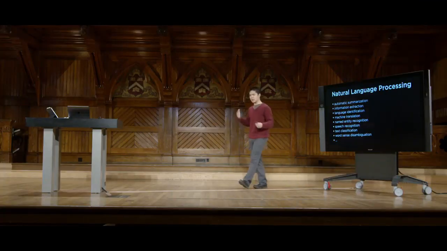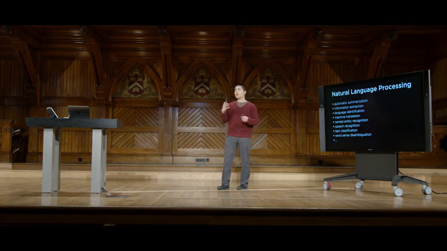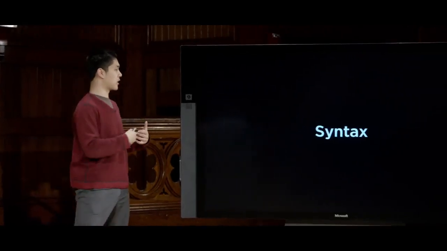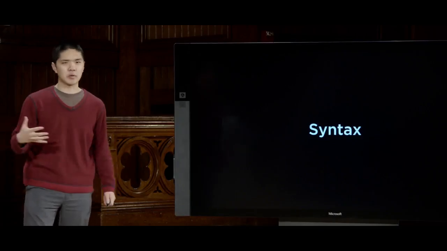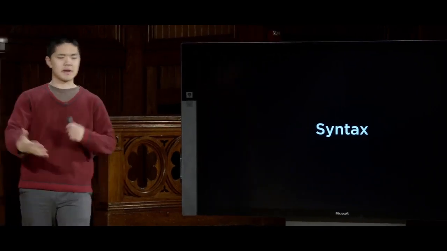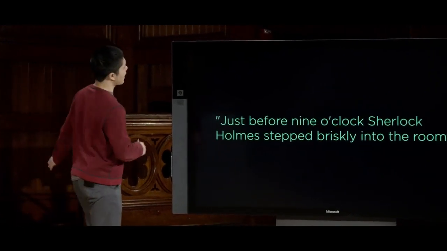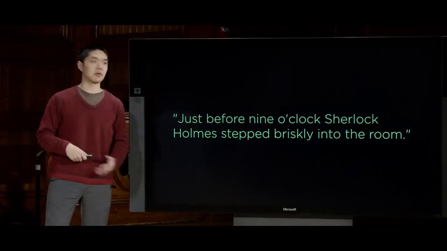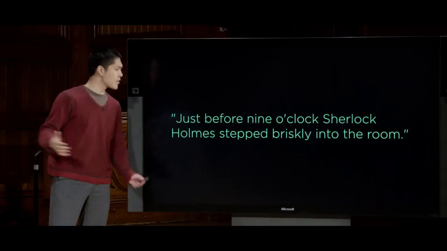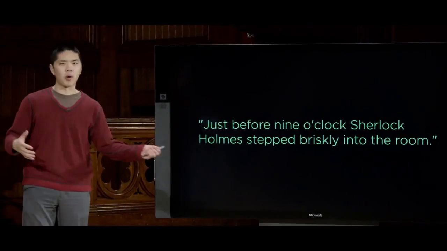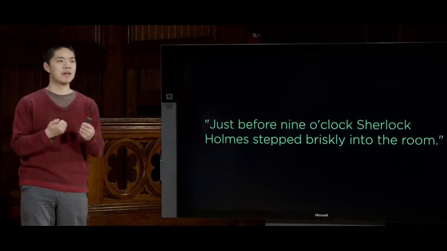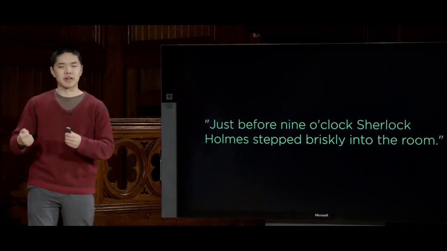And so to introduce this idea, when we think about language, we can often think about it in a couple of different parts. The first part refers to the syntax of language. This is more to do with just the structure of language and how it is that that structure works. And if you think about natural language, syntax is one of those things that if you're a native speaker of a language, it comes pretty readily to you. You don't have to think too much about it. If I give you a sentence from Sir Arthur Conan Doyle's Sherlock Holmes, for example, a sentence like this: just before 9 o'clock, Sherlock Holmes stepped briskly into the room. I think we could probably all agree that this is a well-formed grammatical sentence. Syntactically, it makes sense in terms of the way that this particular sentence is structured.